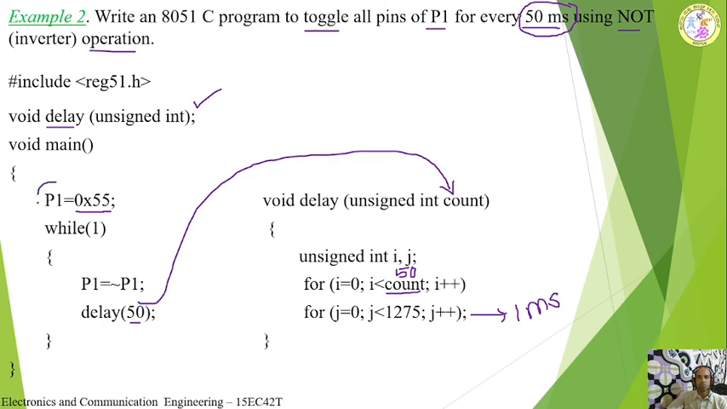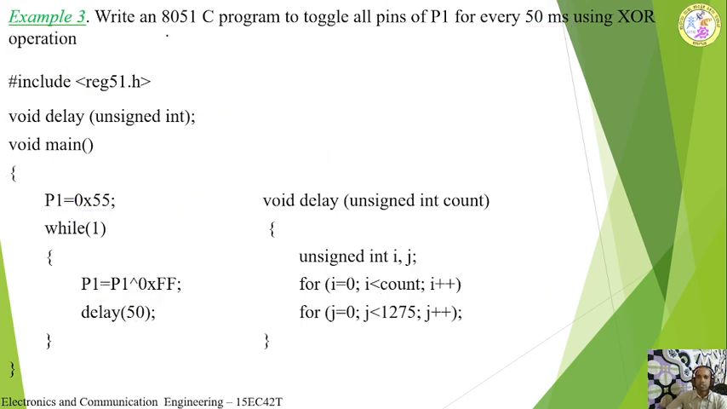So the port 1 is toggling continuously, and we have done that with the help of the NOT operation. So this is called the NOT operation or the inverter operation. 55 AA and again 55 AA. So we are doing the complement.